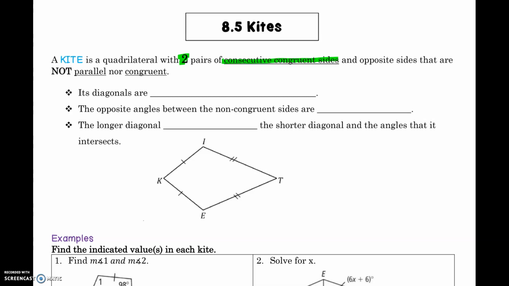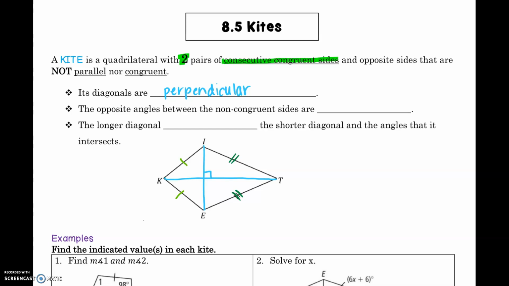In this specific kite, we have side KI is congruent to side KE, and side IT is congruent to side ET. In addition, it has some properties of its own. Its diagonals are perpendicular, which means they intersect to form a right angle. So if I draw the diagonals, we know that they intersect to form a right angle.